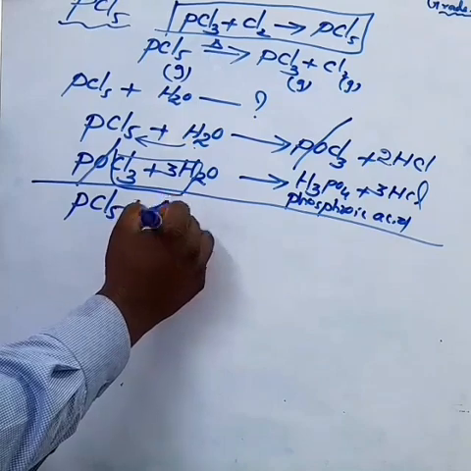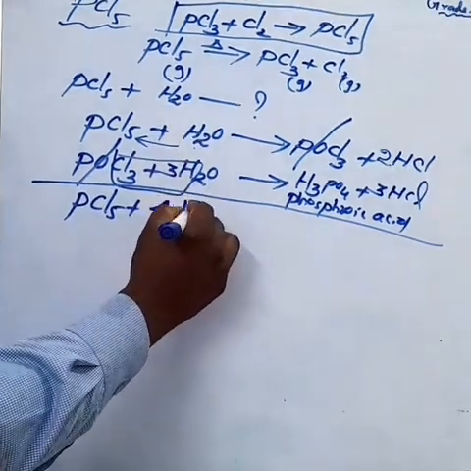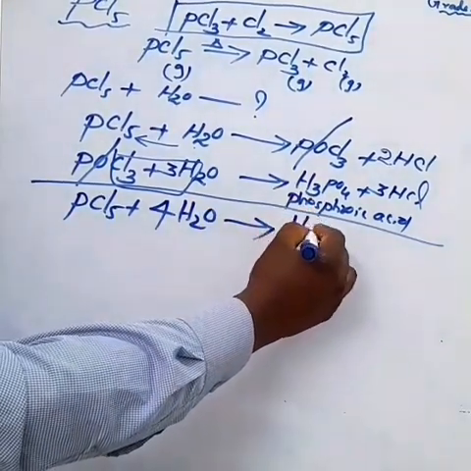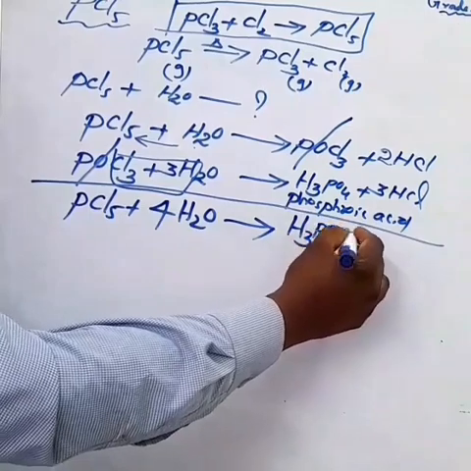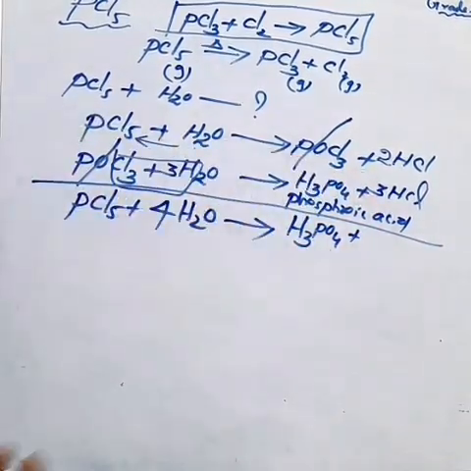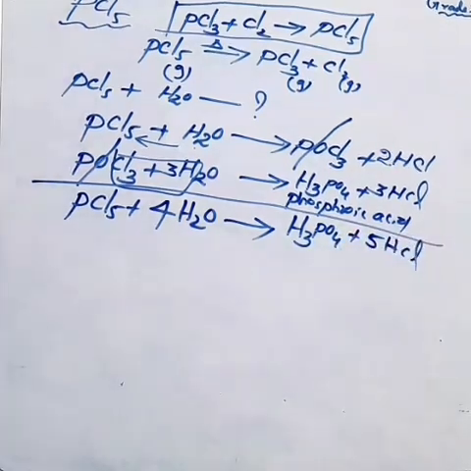Here also one water molecule, we get 4 water molecules. PCl5 plus 4 water molecules gives H3PO4, phosphoric acid. So how much hydrochloric acid is there? 3 plus 2, 5. So 5. Now the equation is completed. So we wrote about the overall reaction.